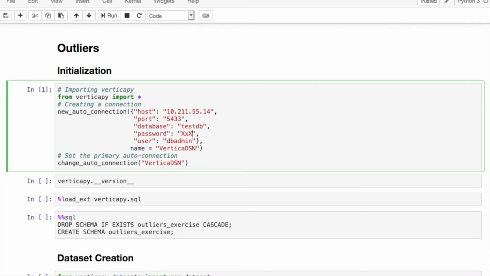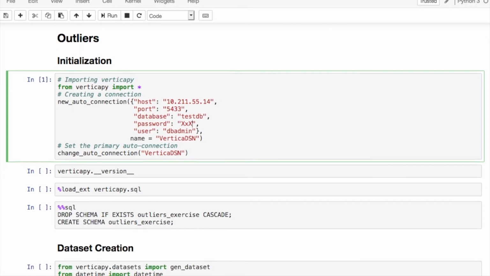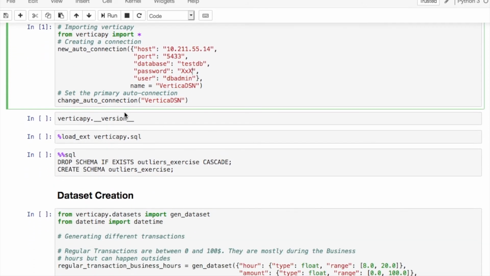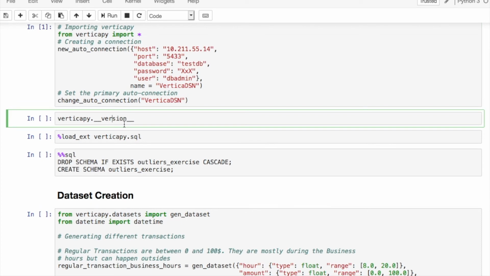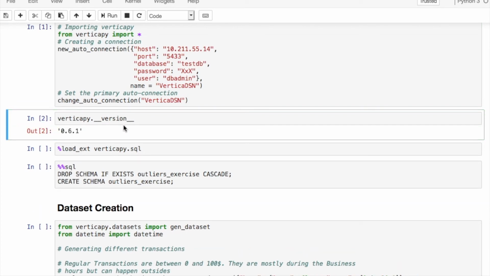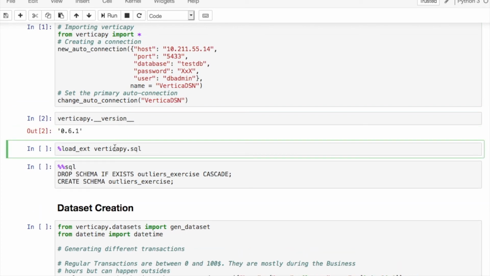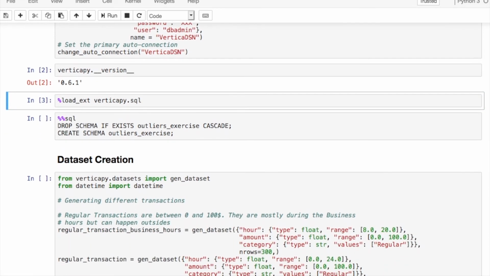Let's use Jupyter Notebook to illustrate this topic. We can connect using database credentials. Be sure to have the same or an upper version to avoid compatibility issues. We load the SQL Magic extension. In VerticaPy, it is possible to work both in Python and SQL. All the computations are pushed to Vertica.